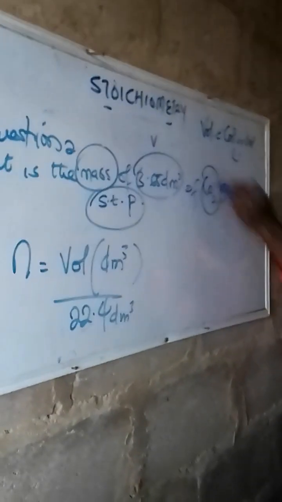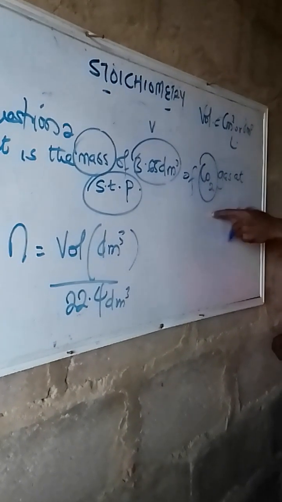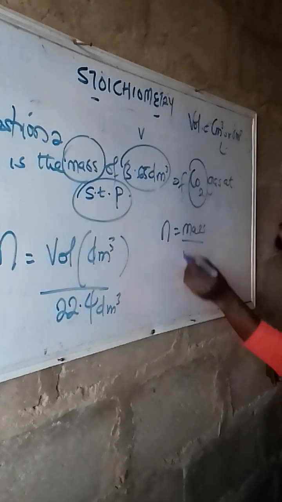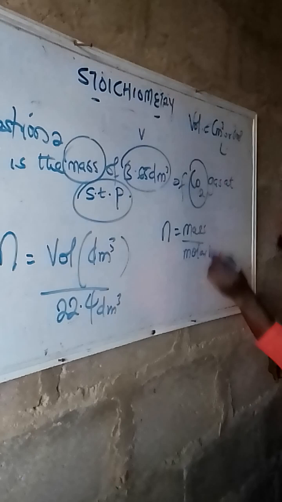Because we can see CO2 here, we can actually find the molar mass of this. Now, what would that be? N equals mass over molar mass. Are we in?